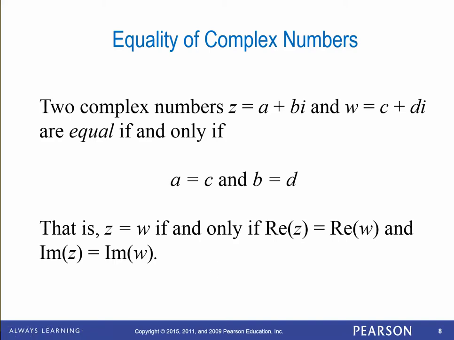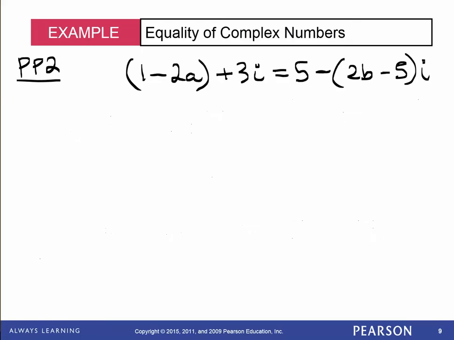Okay, so let's go for it here. So you guys tell me, or prove to me, that these two complex numbers are equal to each other. Or what does A have to be? And what does B have to be for these two to be equal to each other?